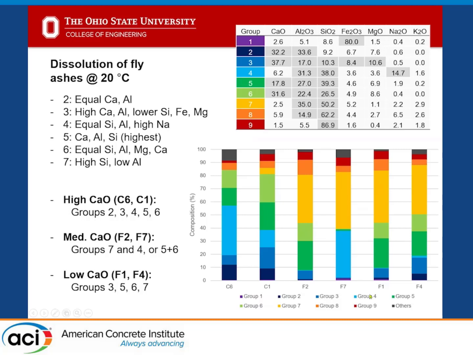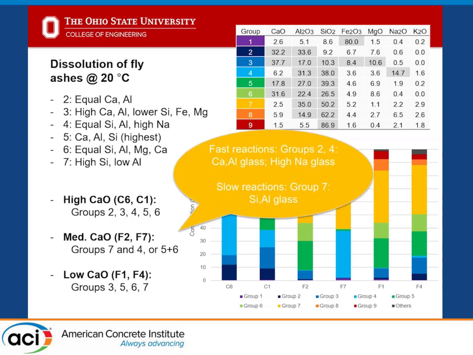And so what we're seeing is that in the fast reacting glasses, we have groups 2, 3, 4, 5, and 6, which are predominantly calcium aluminate glasses. And in our slow reacting groups, we see 3, 5, 6, and 7. So if we remove the overlapping glasses, we can see that our fast reactions are occurring mainly from the glass groups 2 and 4, which is the high calcium aluminate glass and a glass with a high sodium content. And then our slow reactions are occurring in glasses that are predominantly silica and alumina based.